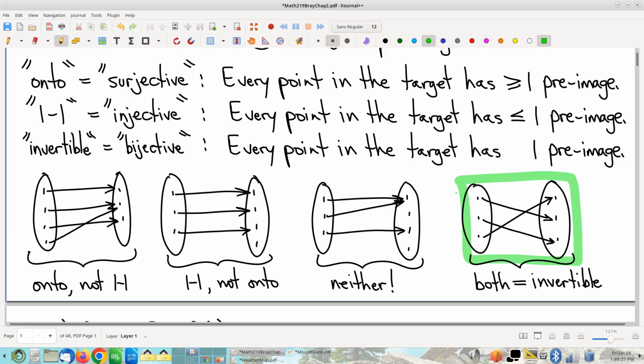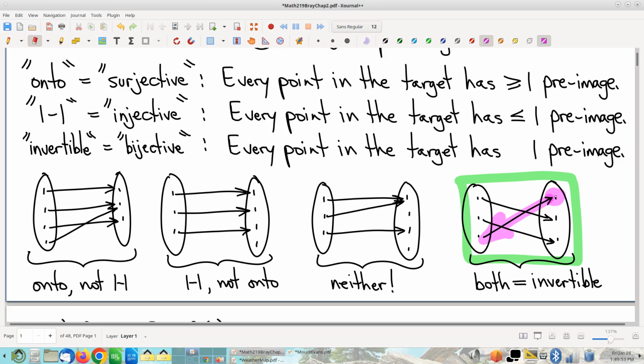If I want to be able to turn this function around, in other words, well, for every point in the target, the target's going to be the domain of my inverse function, right? If I'm turning everything around backwards, I need to know for every point in the target that I can have exactly one, no personal selections necessary, exactly one pre-image that I can call the value of the inverse function, right? It's got to be exactly one.